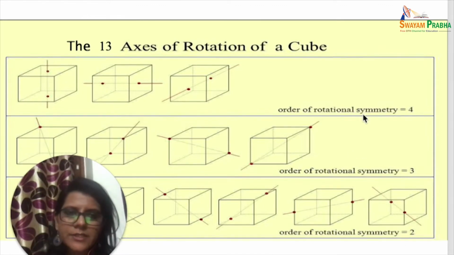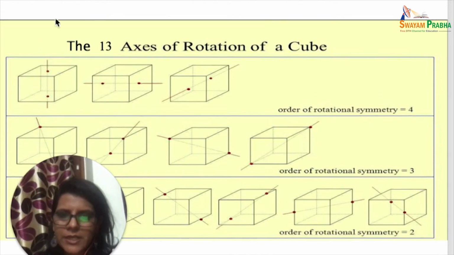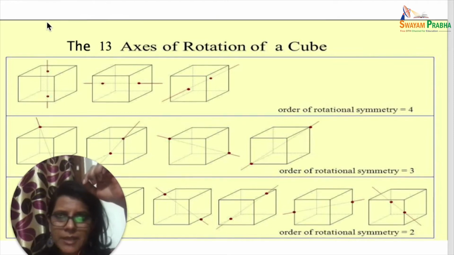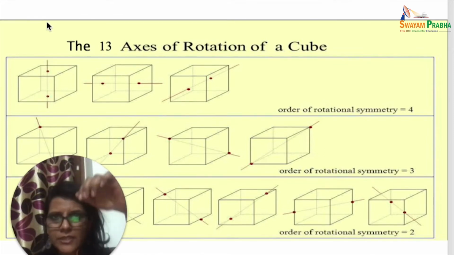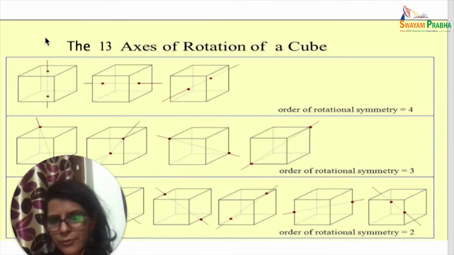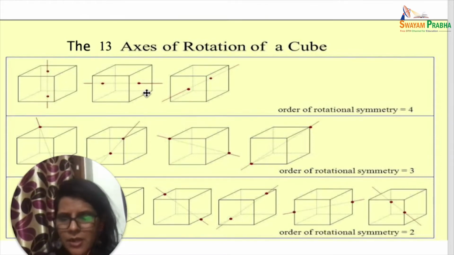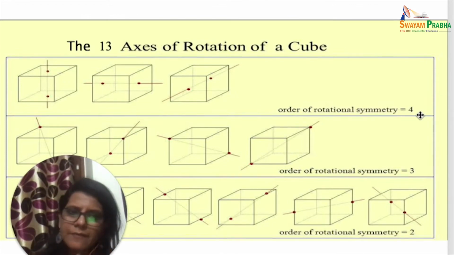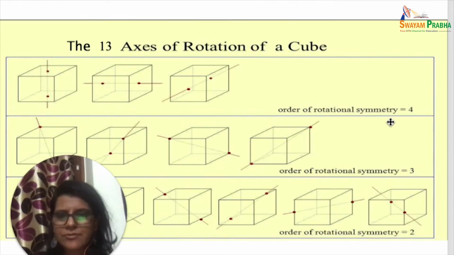So the first is the fourfold rotational axis of symmetry, and these are the ones passing through the center of 2 opposite faces of a cube. Just imagine an imaginary line passing through the center of 2 opposite faces. So just see, how many faces are there? 6 faces. So how many pairs of opposite faces? 3. So you have 3 of these, and they are fourfold rotational axes of symmetry.